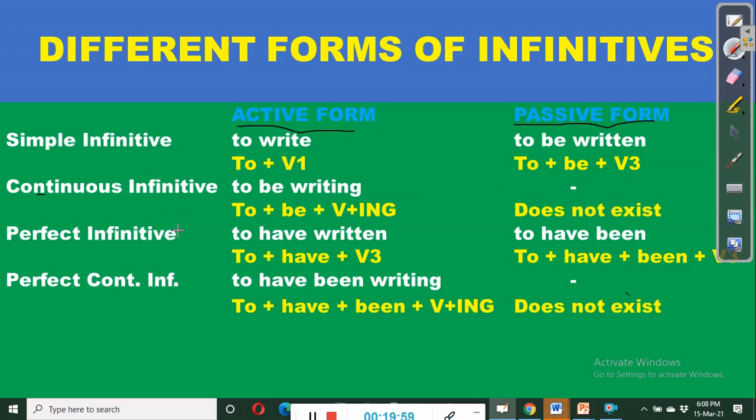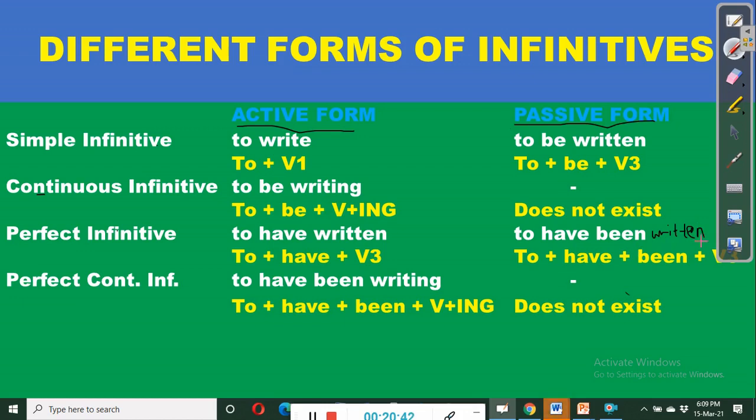Now, the perfect infinitive has the active and the passive form. The active form is "to have written," and the structure is to plus have plus V3. Then the passive perfect infinitive is "to have been written." What is omitted here is the word "been." Let's just scribble it here, "to have been written," just for it to be complete here.